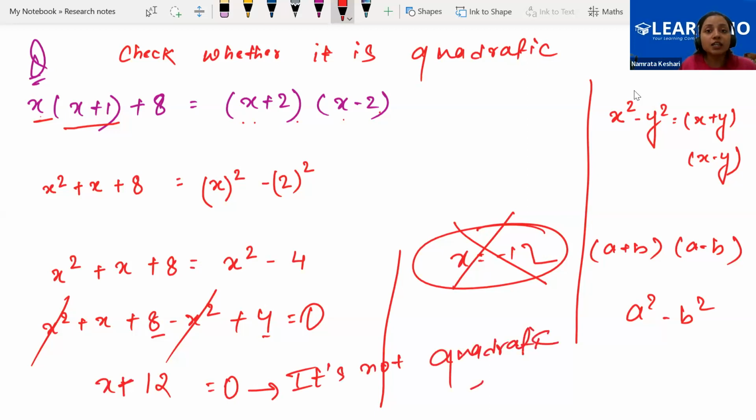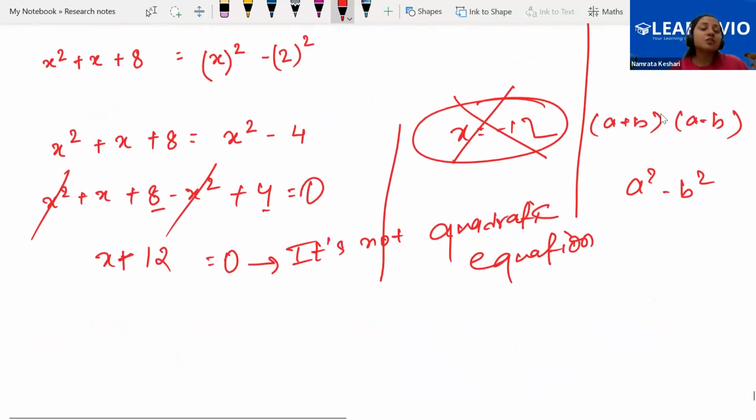Which equation is this? Can you tell me? Is it a cubic equation? Is it a linear equation, or what? Yes, it's a linear equation. It's not even a quadratic equation. Getting my point? Just a moment.